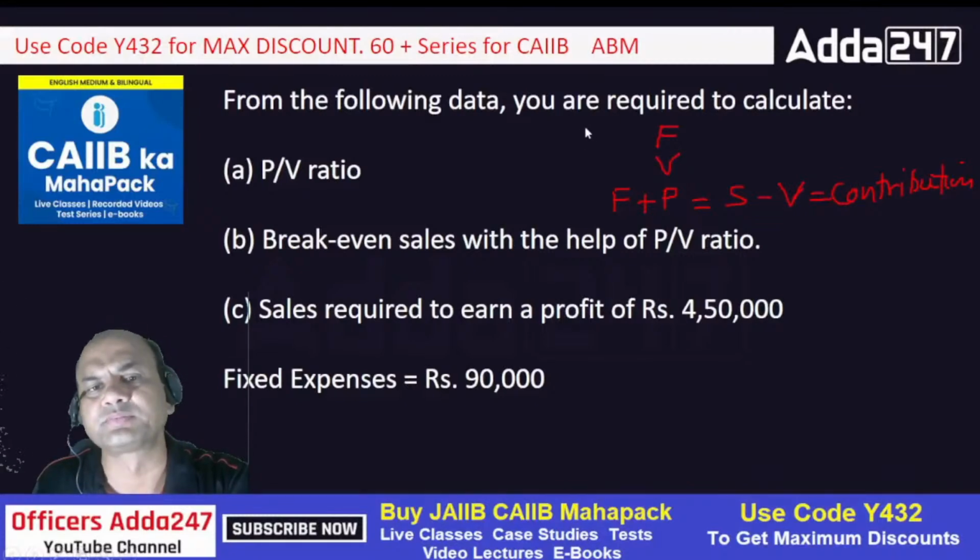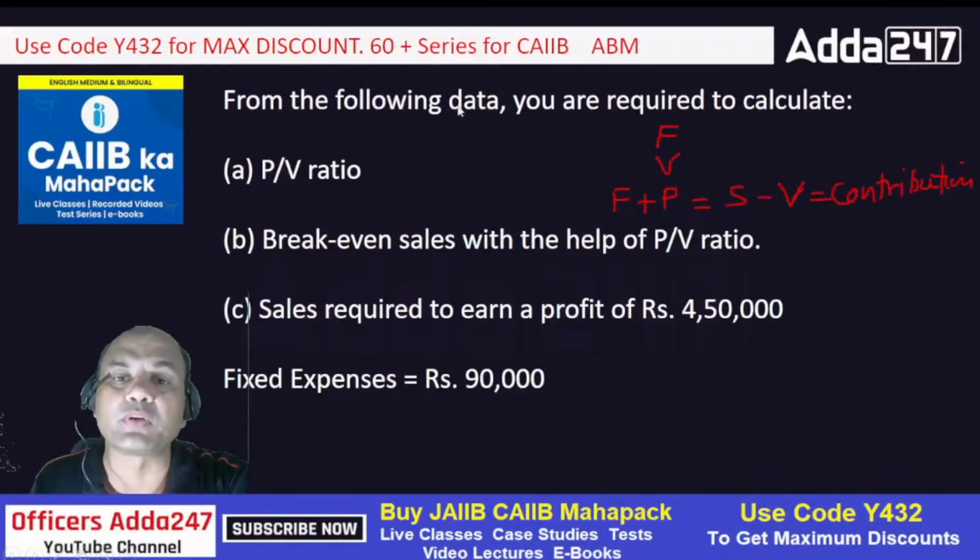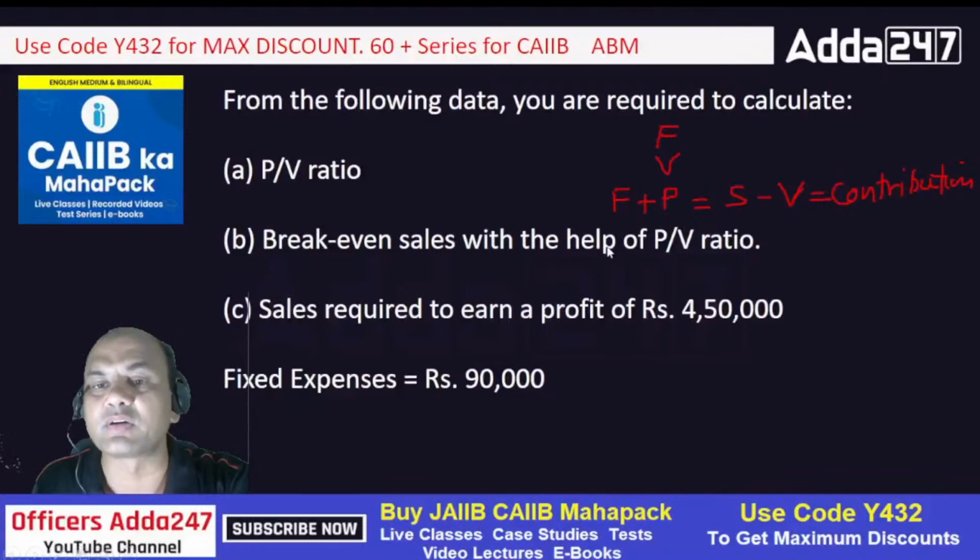Taken this numerical. From the following data you are required to calculate these points: the PV ratio, which is the profit to volume ratio, then break-even analysis with the help of PV ratio, and then the sales required to earn a profit of 4,50,000, where fixed expenses are given as 90,000.